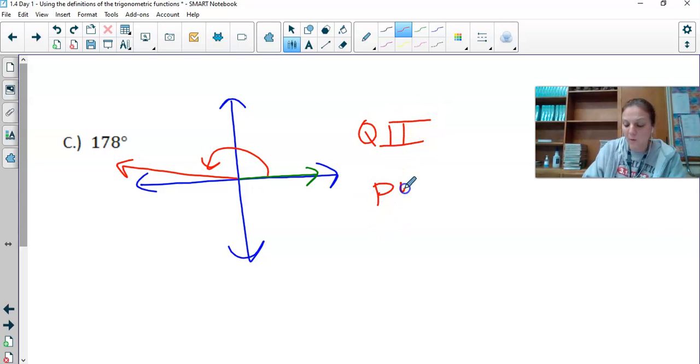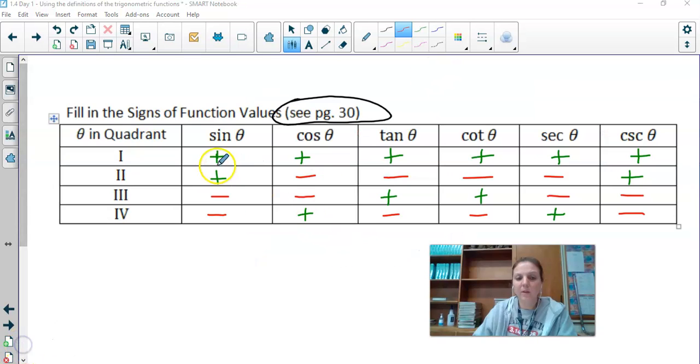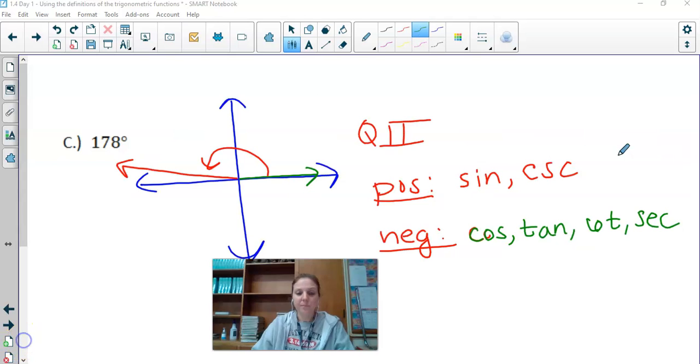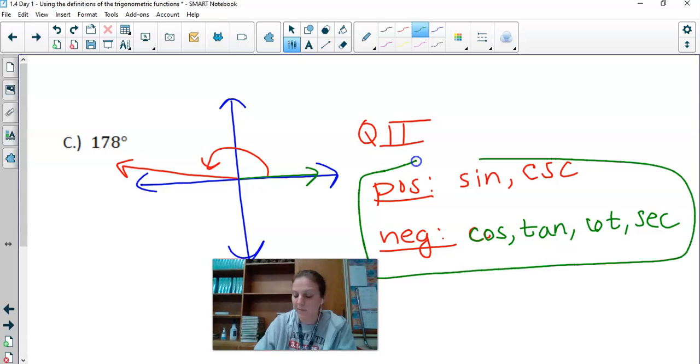So we need to figure out what is positive and what is negative. So here's quadrant 2. Sine, cosecant are positive. All of the others are negative. So sine and cosecant positive in quadrant 2, everything else is negative. And there should always be a total of 6 trig functions. So if you don't have all 6, then look back and see what you're missing.